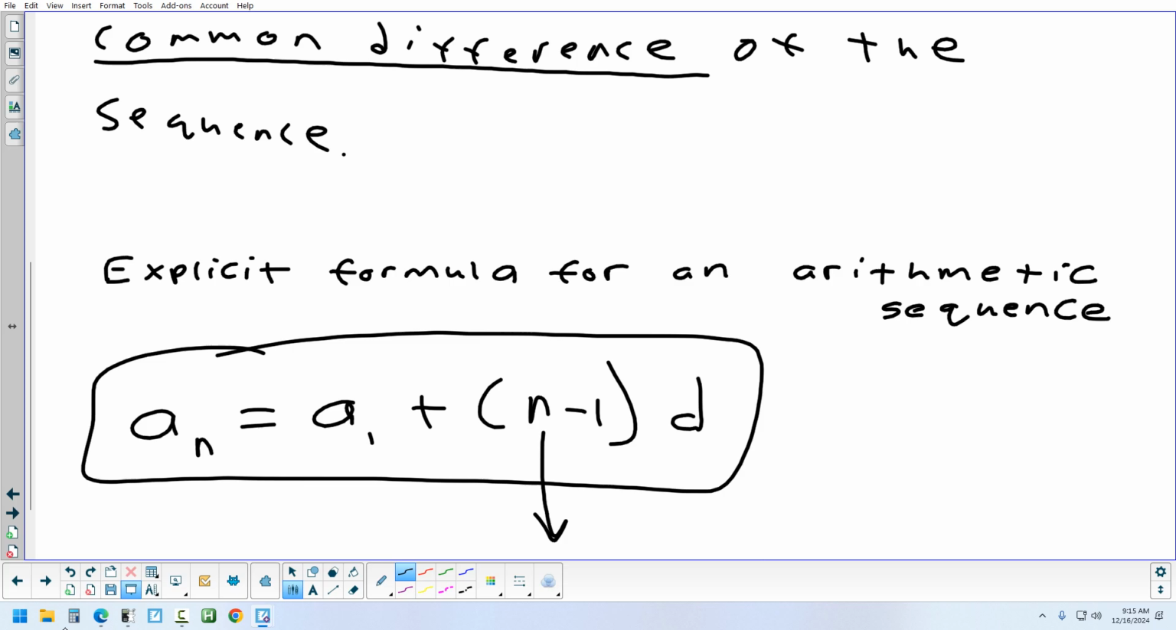This is the formula for converting a recursive into explicit if you have trouble just seeing the pattern. Okay, this is how you do it.